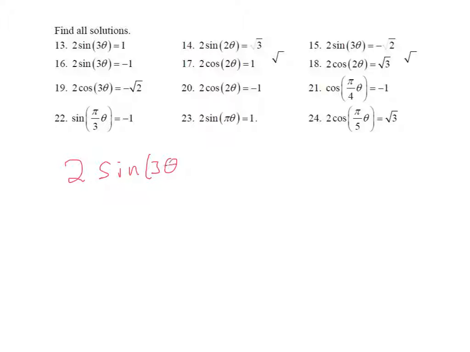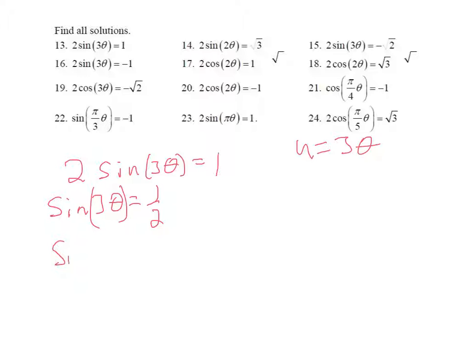So since 2 sine 3 theta equals 1, I'm going to divide both sides by 2. That gives me the sine of 3 theta equals 1/2. Now, that 3 theta seems problematic, so I'm going to pretend it's not there for a minute, doing this little substitution. Okay, so really what I'm looking at right now is the sine of some angle equals 1/2.